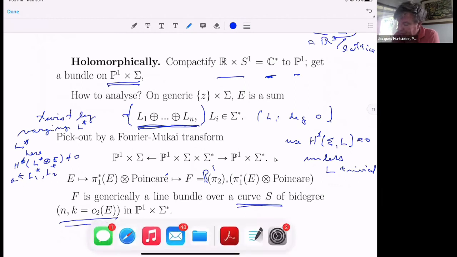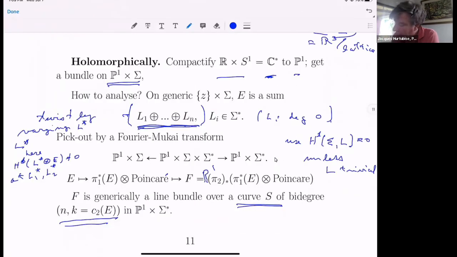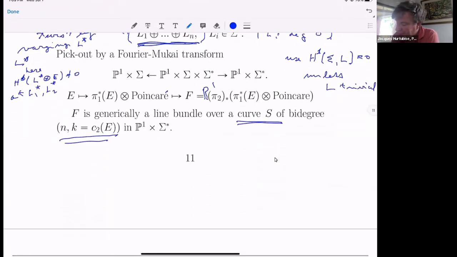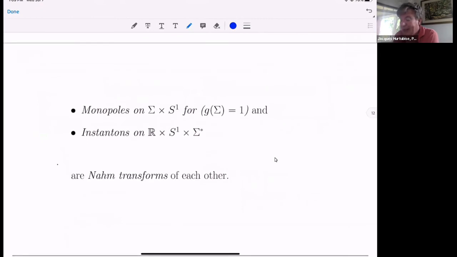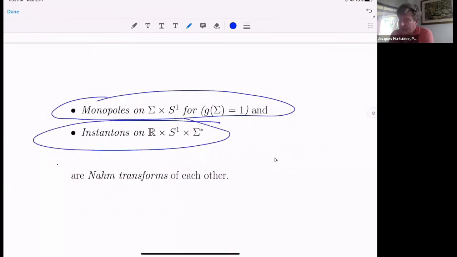Now, what's also interesting is, oops, excuse me. No, that's not what I want. This is what I want. Good. I had these two cases, remember: monopoles on Σ cross S1 and instantons on R cross S1. And in fact, they're Fourier-Mukai transforms of each other. So maybe I can tell you a bit about what this is.